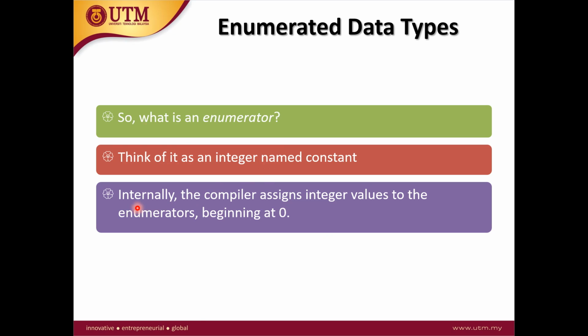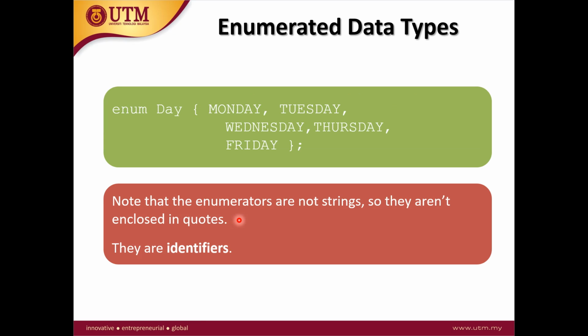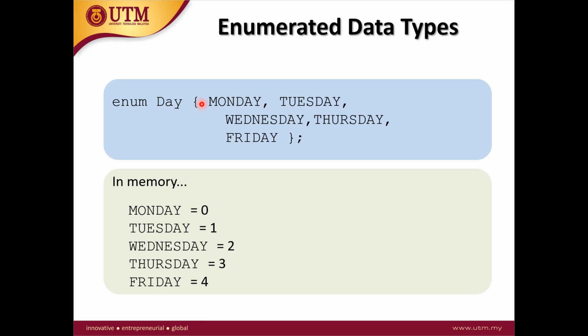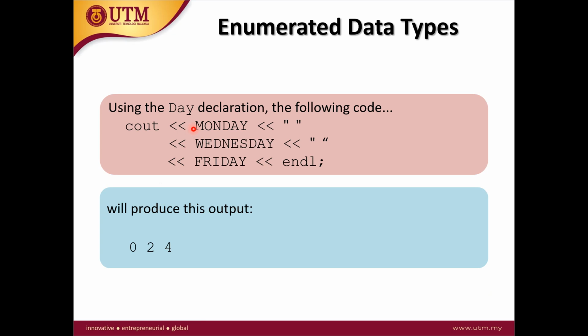Internally, the compiler assigns integer values to the enumerators. For example, here we got Monday, Tuesday, Wednesday, Thursday, and Friday. The compiler translated them to integer values beginning at 0. So in our program we have said enum day, Monday, Tuesday, but in memory they are going to be represented as integers starting from 0, 1, 2, 3, 4. Whenever we are printing out the enumerators, the output will be produced like this: 0 to Monday, 2 to Wednesday, and 4 to Friday.